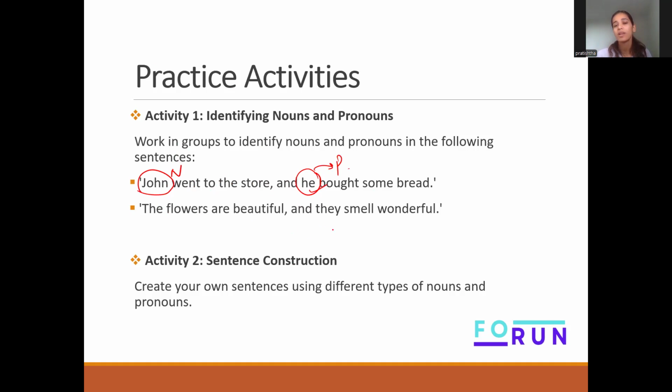The flowers are beautiful and they smell wonderful. The flowers is our noun. And then we did not write, the flowers are beautiful and the flowers smell beautiful. It's not really smooth, right? And it's very complicated, a lot of words to read. So I would rather replace it with the pronoun here. Then you have sentence construction. You can just create your own n number of sentences and be good with it.